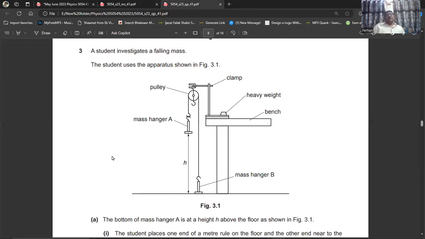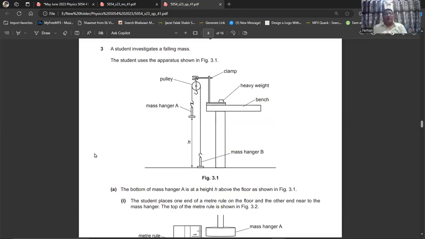Question number 3. A student investigates a falling mass. The student uses the apparatus shown in figure 3.1. So here we have a hanger A, so you can put mass here. It is tied to a string that passes over a pulley and is attached to another mass hanger B. This pulley is held by a clamp, and here we have a heavy weight on this stand so it does not topple to the left, and this is on the top of a bench.